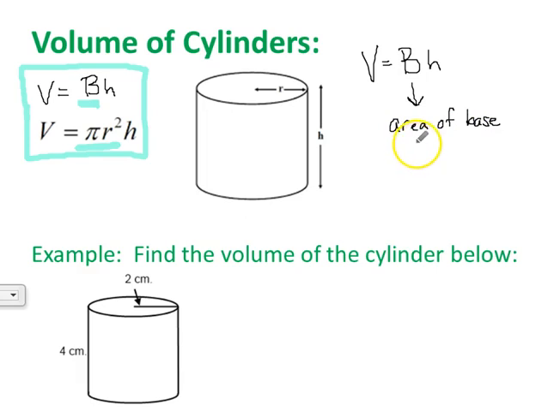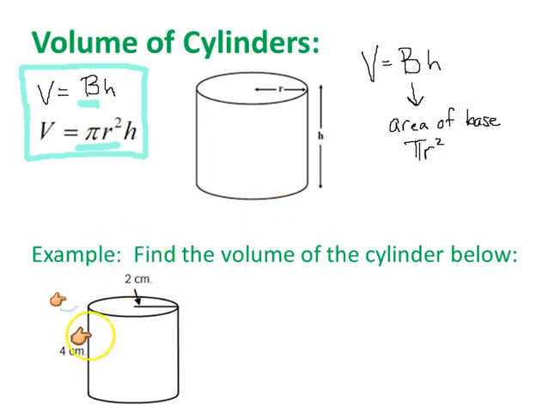And we know the base is a circle, so to find the area of the base, it's pi r squared, and then we multiply it times the height. So pi r squared represents the area of the base, and then we need to multiply it times the height of the cylinder. So let's go ahead and do an example.